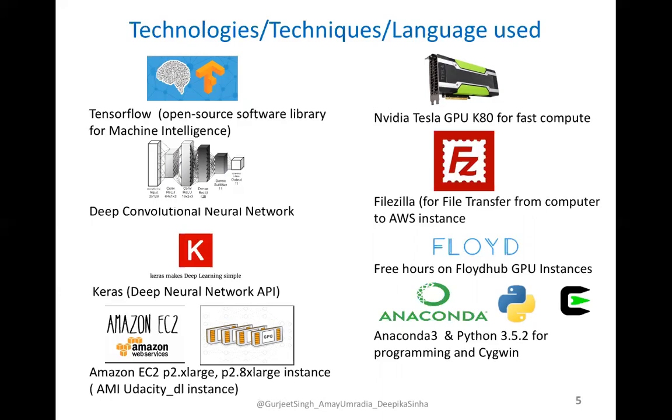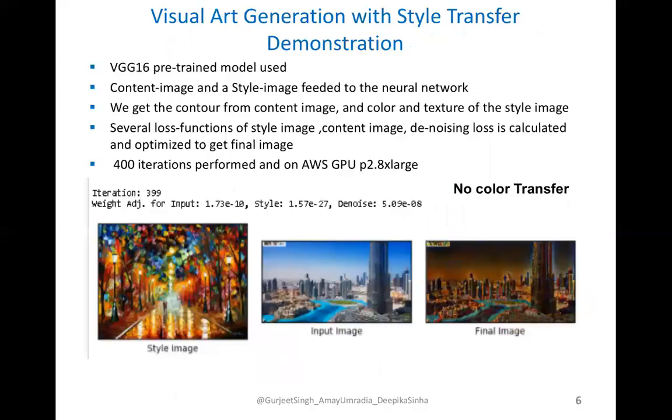To transfer data between the local machine and AWS, we used FileZilla. An alternate platform to initiate an AWS instance was Floyd Hub. And we coded our entire project in Python 3.5, which came from Anaconda 3. And we used Cygwin to execute some commands and interface with AWS.